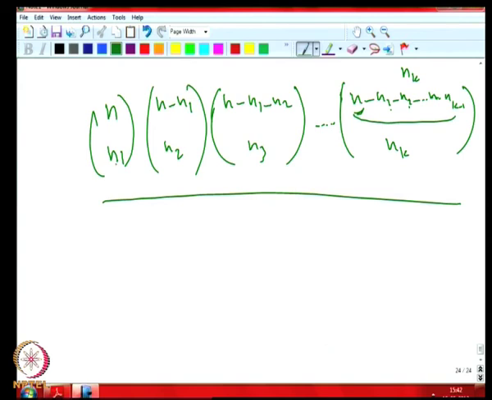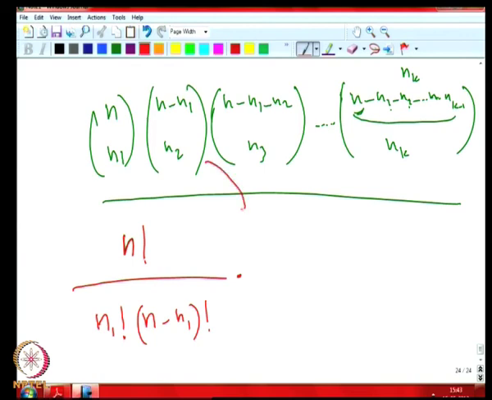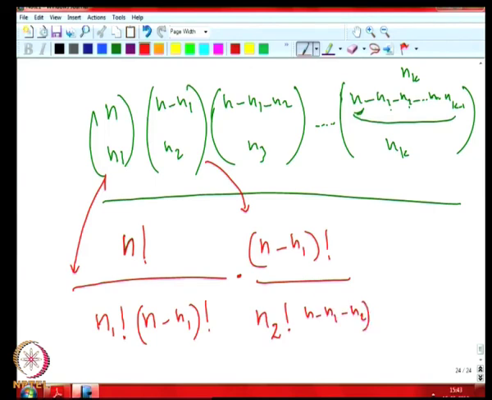So, let us try. We know what is N choose N1, that is N factorial divided by N1 factorial into N minus N1 factorial. Now, into this one, what is this? This is N minus N1 factorial divided by N2 factorial into N minus N1 minus N2 factorial.